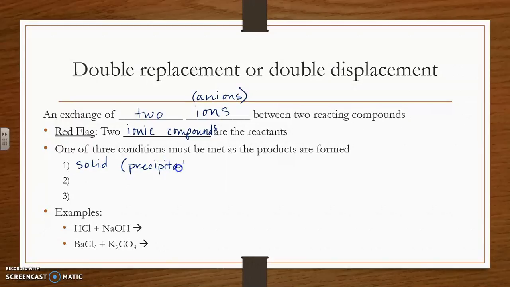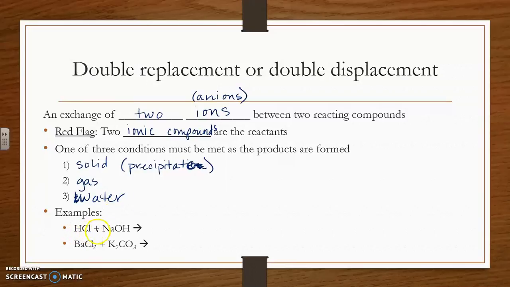And you might hear me say that this is a precipitation reaction because it forms a precipitate. I spelled precipitation, not precipitate. Precipitate just means a solid. It can form a gas or it has to form water. I can't write this morning. I'm sorry. Okay, so examples of this.